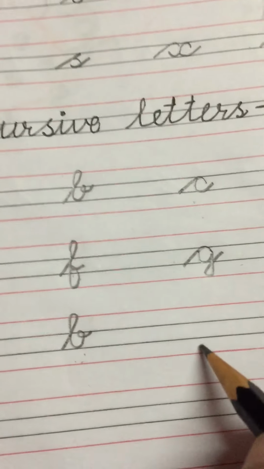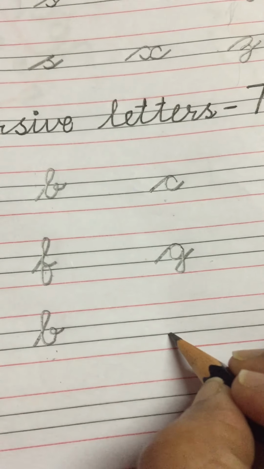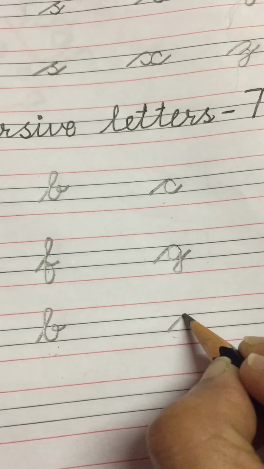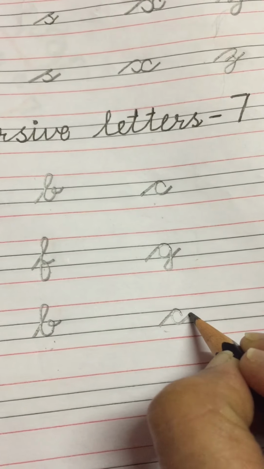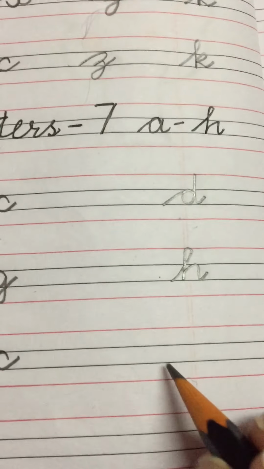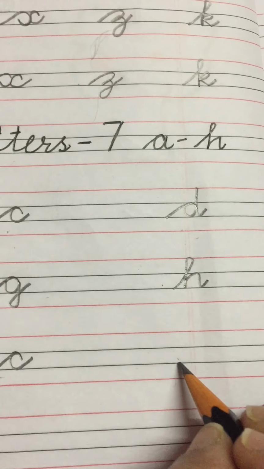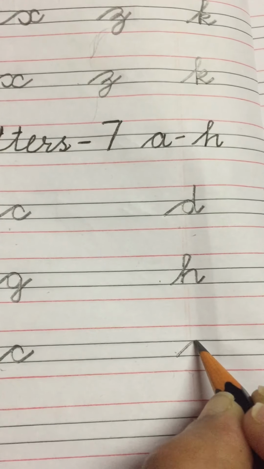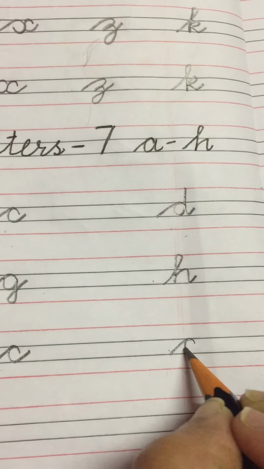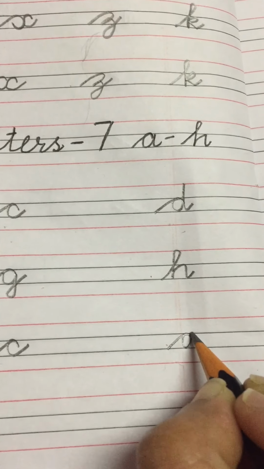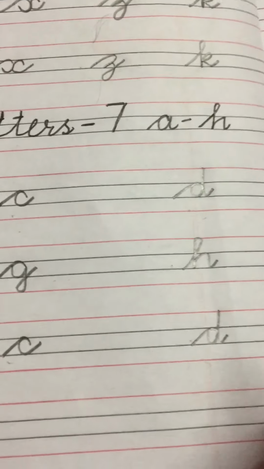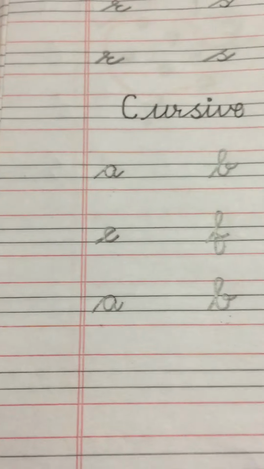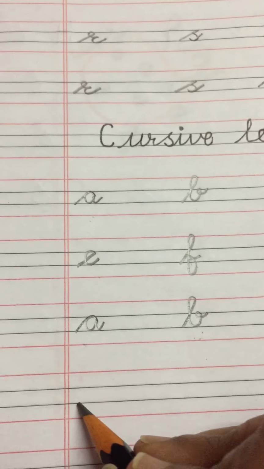A, B, C. So start from the third line, make a slant line, come down and make a curve, touch the third line, go up. This is letter C. Now what will come here? Letter D. Slant line, come down, make a curve, touch the line, go up to the red line, come down and go up. D.